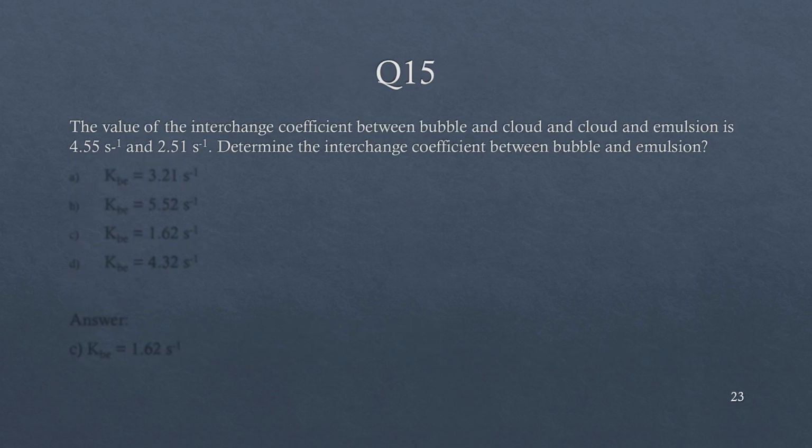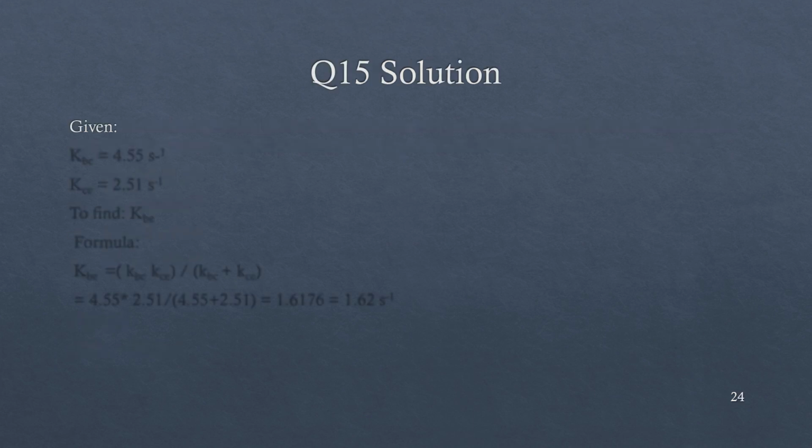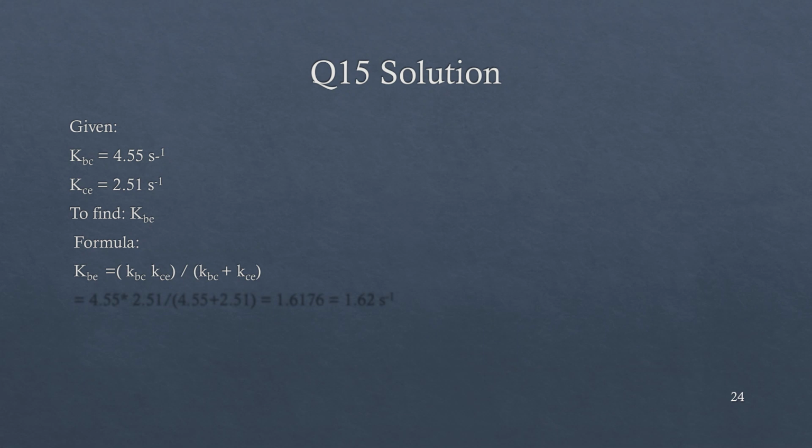In question 15, we are asked to calculate the interchange coefficient between bubble and emulsion when the bubble-cloud and cloud-emulsion interchange coefficients are given. On substituting all these values, we use the formula from the previous problem, where KBE is equal to KBC into KCE by KBC plus KCE. The right answer we are obtaining is 1.62 per second. The unit is per second.